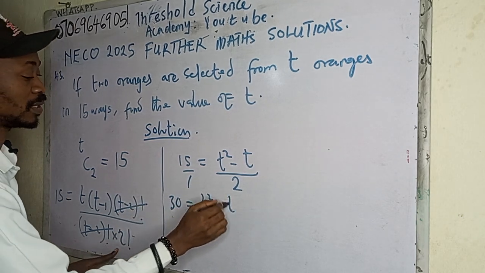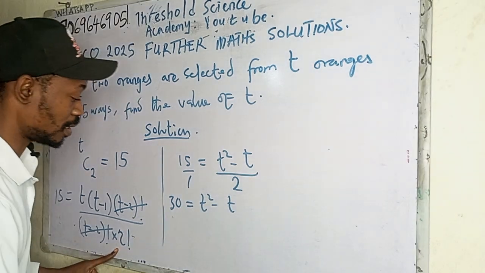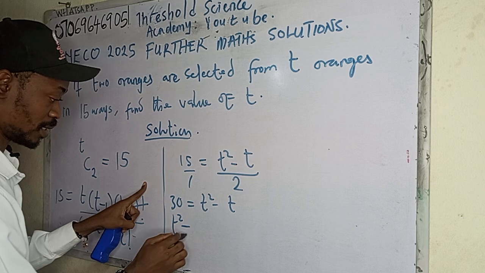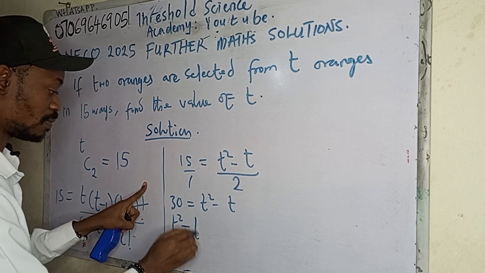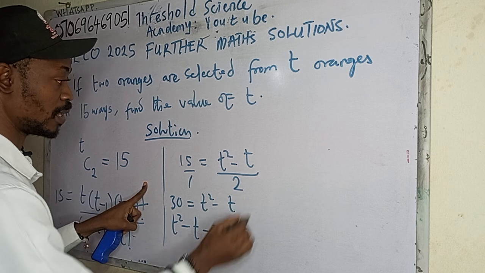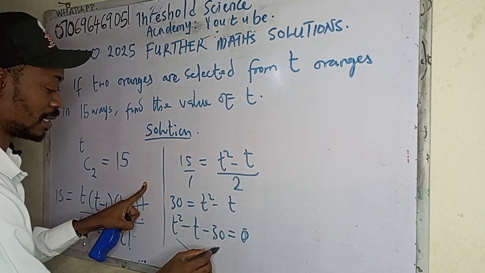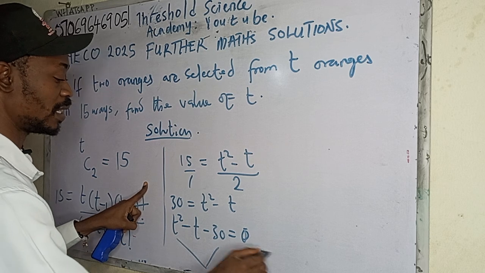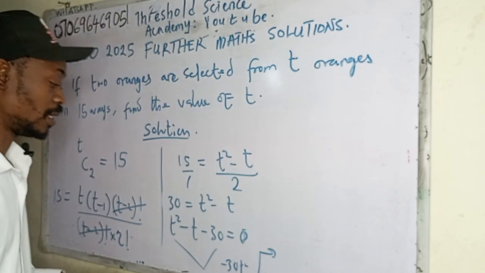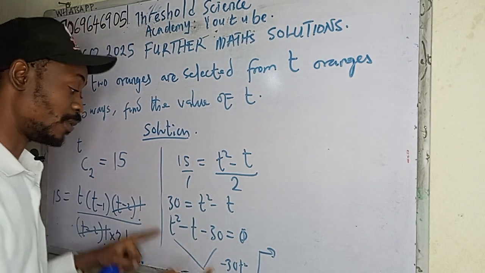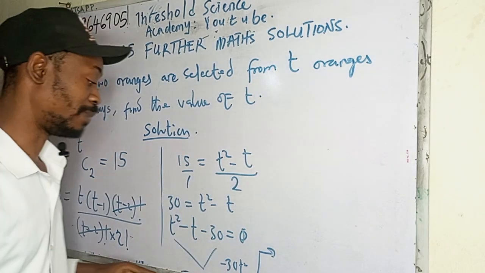T squared minus T. This is a quadratic equation now, so we're going to try and solve it using the quadratic equation method. T squared minus T minus 30 is going to be equal to 0. And then what are the factors? Multiply this by this, we're going to get minus 30T squared. What are the factors of 30 that will give us minus 1 when we add or subtract them, and will give us minus 30 when we multiply them?